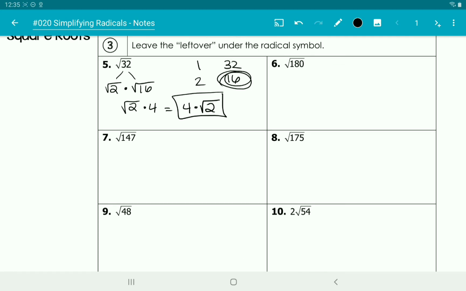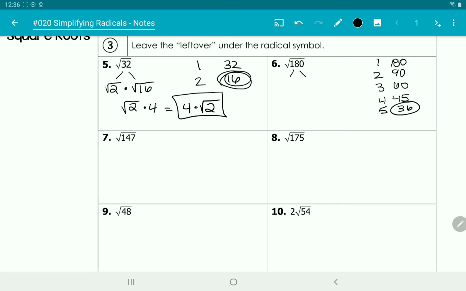So if we look at number 6 here, we're looking at 180. Factors of 180 are 1 and 180, 2 and 90, none of those are perfect squares. 3 and 60. 4 and 45, still not perfect squares. And 5 and 36, but we can stop there because 36 is a perfect square.